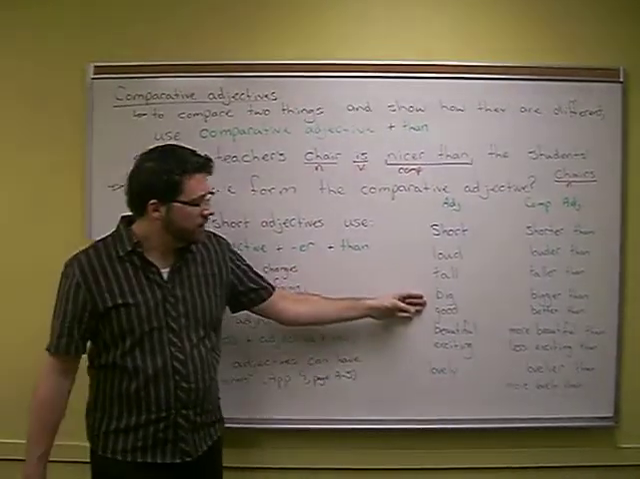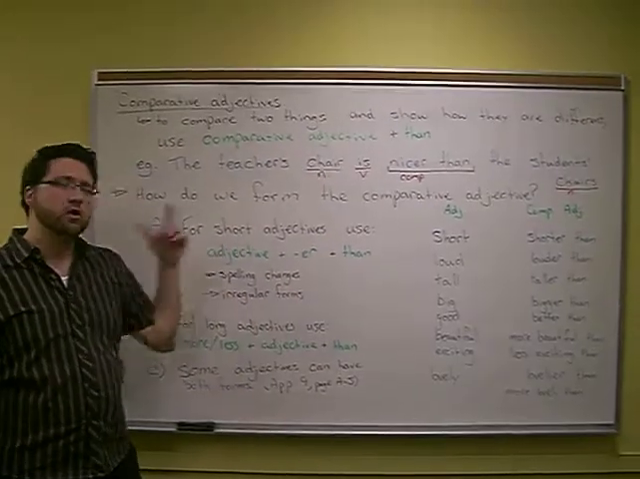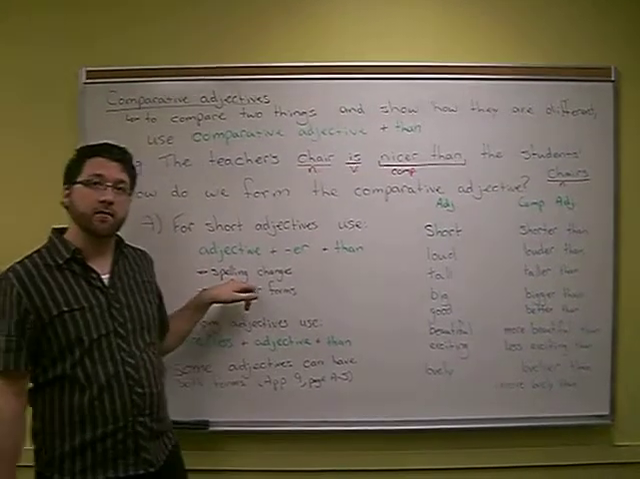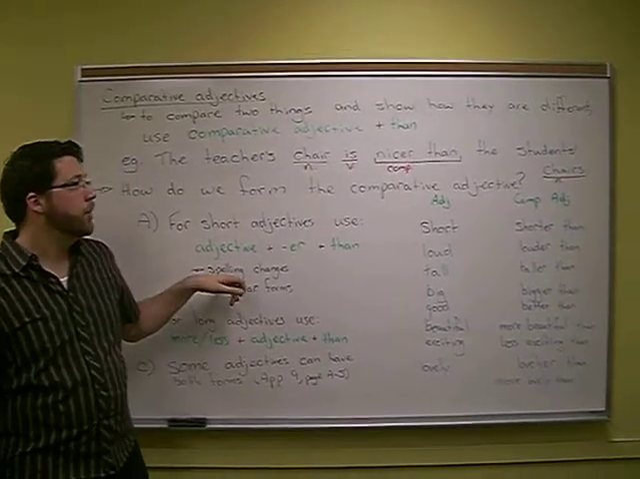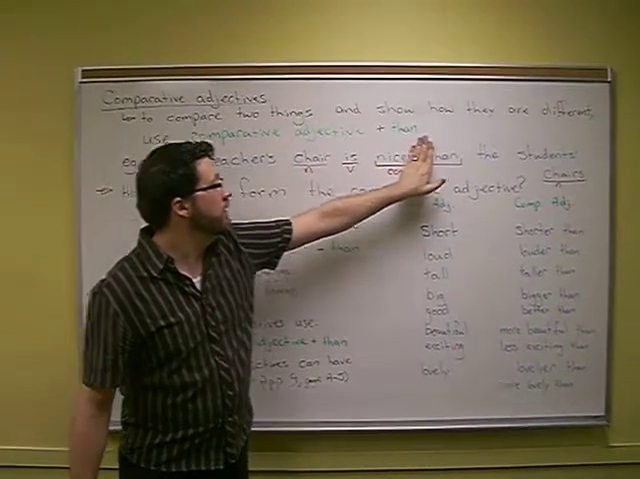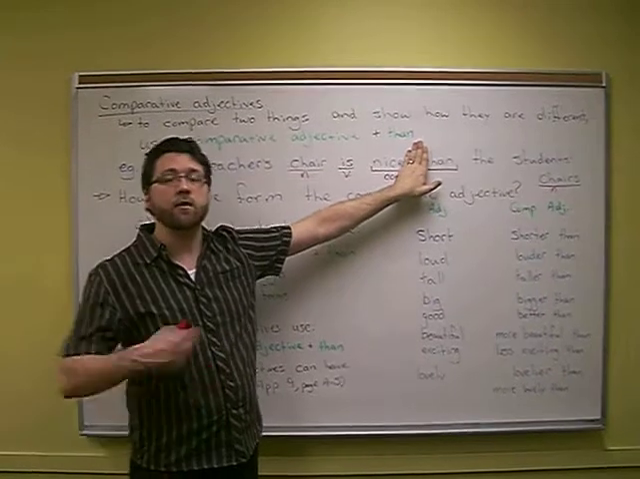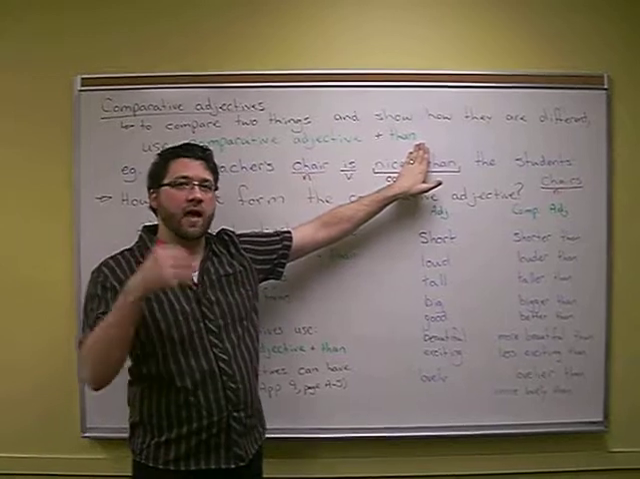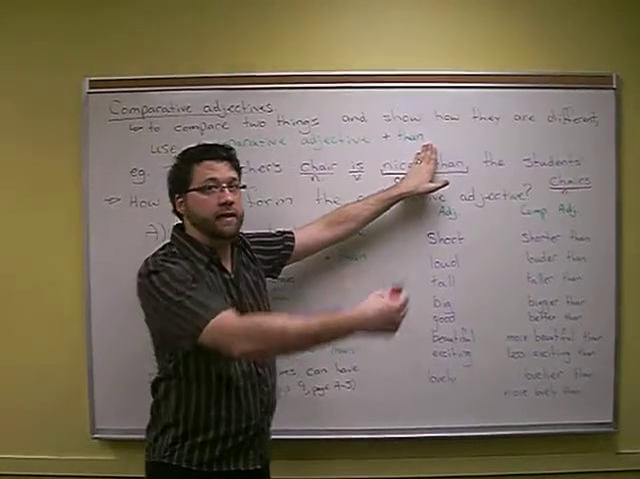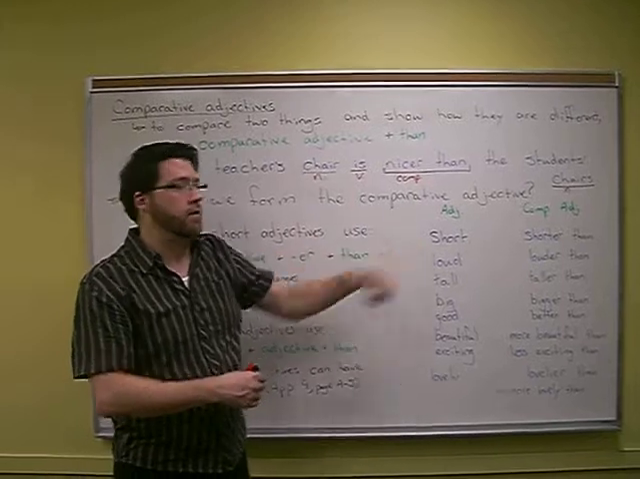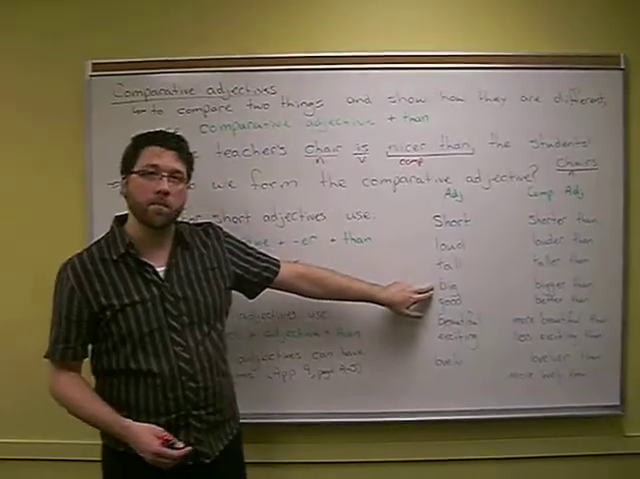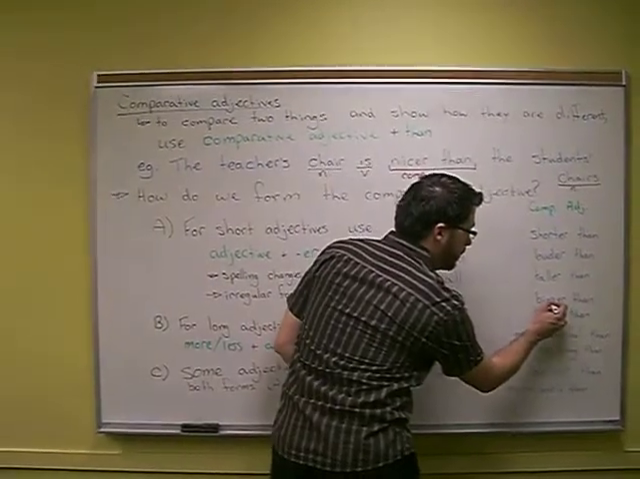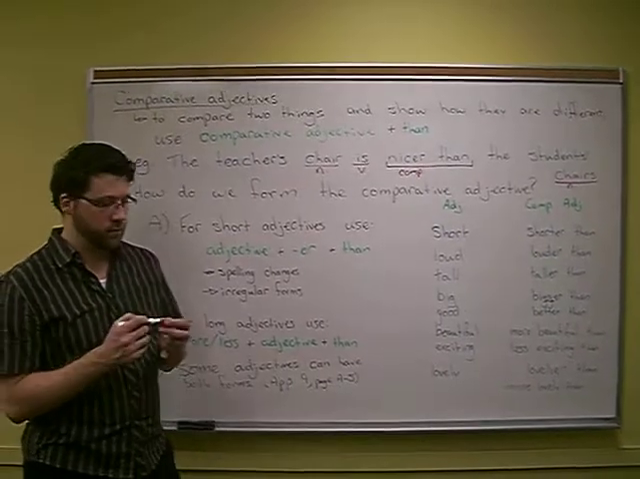Okay. And you'll see here, with these short adjectives, it's not always the same. Sometimes we have spelling changes. One example is nicer. The adjective is nice. It already has an E. We don't add an extra E. It's not N-I-C-E-E-R, it's just R. Or for example, big. We say bigger with two G's.